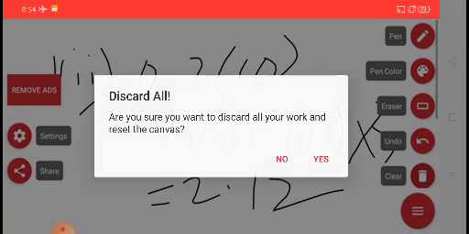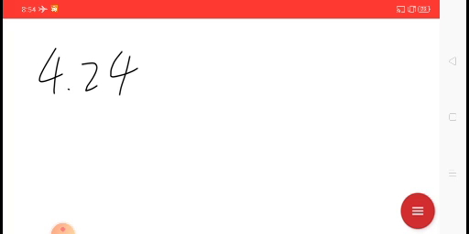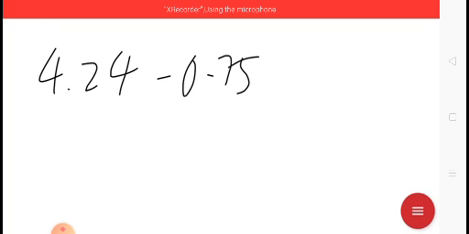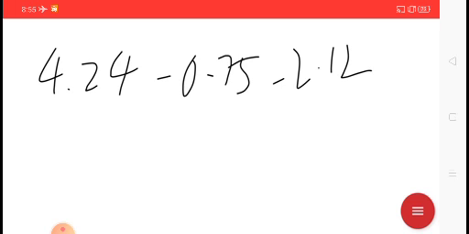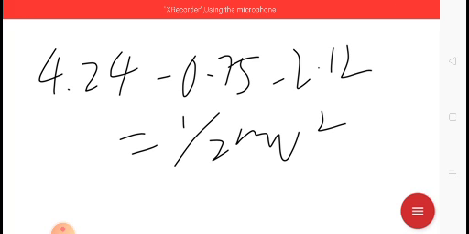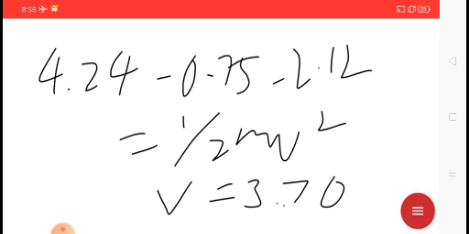Okay, last part, determine the speed of P. So you can use the conservation of energy. So 4.24 is the energy at the top, mgh, minus 0.75. This is the energy that you need to overcome in order to go down, and minus 2.12, overcoming the frictional force. Another one is overcoming the P. Okay, it is equal to 1/2 mv square. Originally it starts from rest, so the mu square you don't need to consider. So by solving this, you should get v equal to 3.70 meter per second.